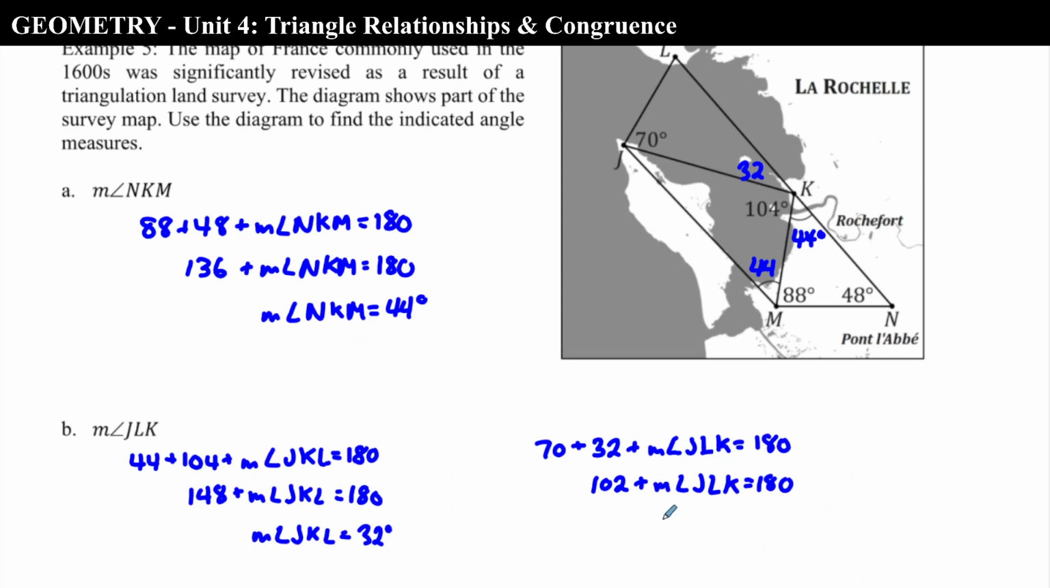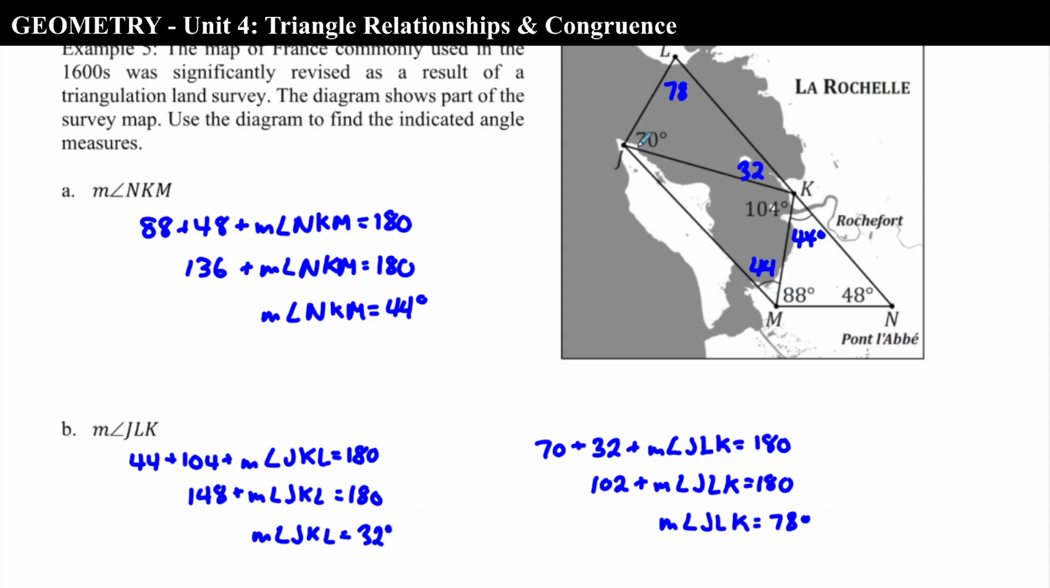And then we subtract 102 from each side, and we get that the measure of JLK is 78 degrees. So we have 78 here. And then finally, we need to find the measure of MJK.